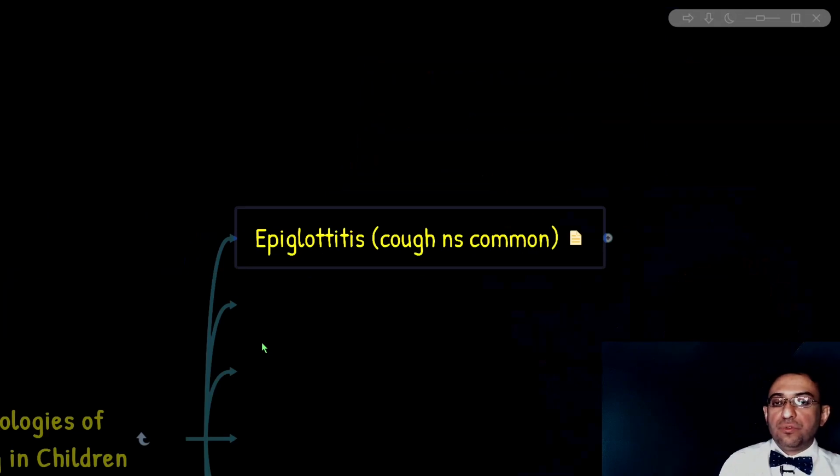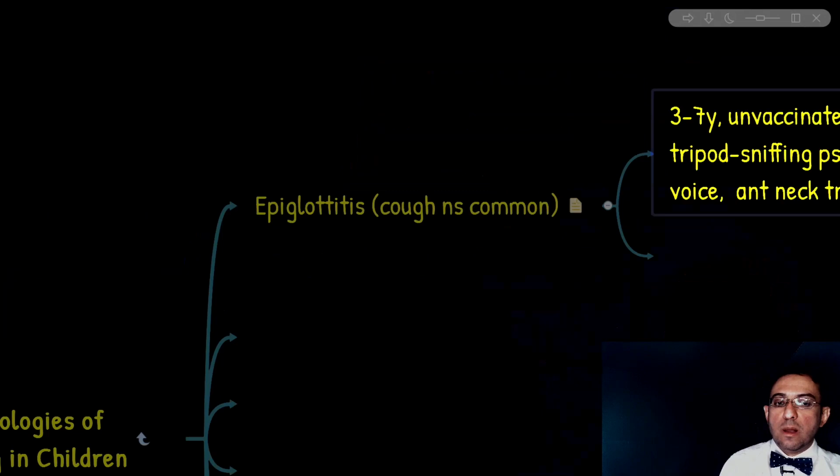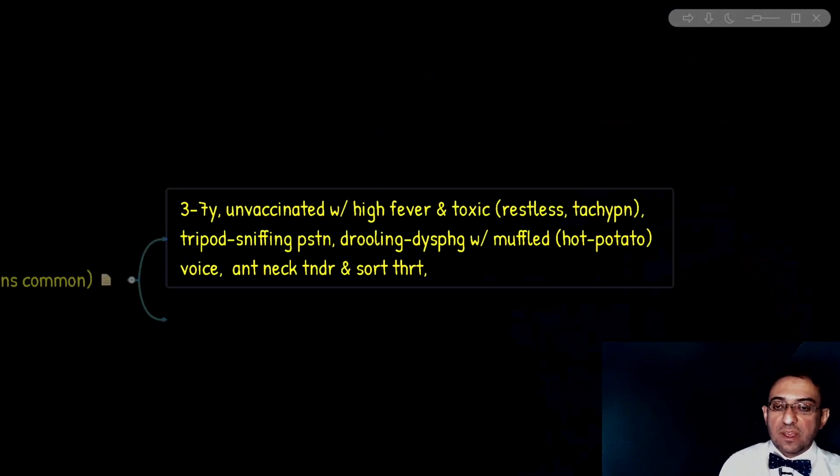What's the common age for epiglottitis? 3 to 7 years. What are the common presentation symptoms and signs? Usually an unvaccinated child with toxic exposition such as high fever, restlessness, tachypnea, as well as muffled or hot potato sound of breathing, and stridor that is inspiratory.